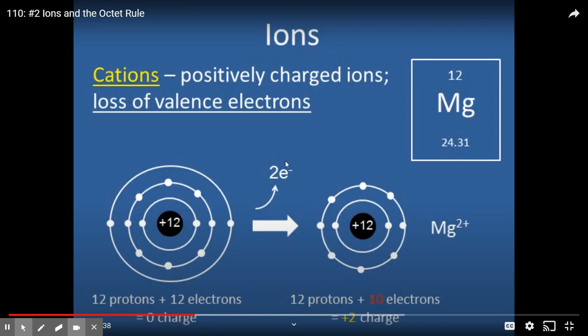A plus sign or a minus sign? The T. So remember, the T in cation is for the positive charge that happens when you lose electrons, okay?